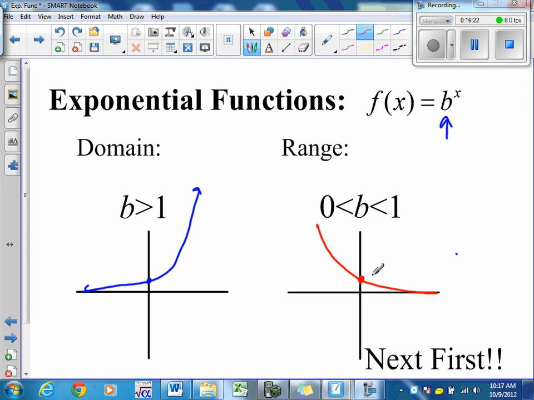All of these go through the point 1, 0, when it's just b. If there was an a in front, then this would be a. When it's just a b, it's just 1.